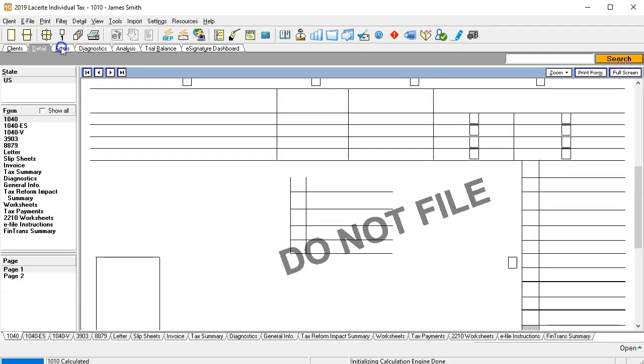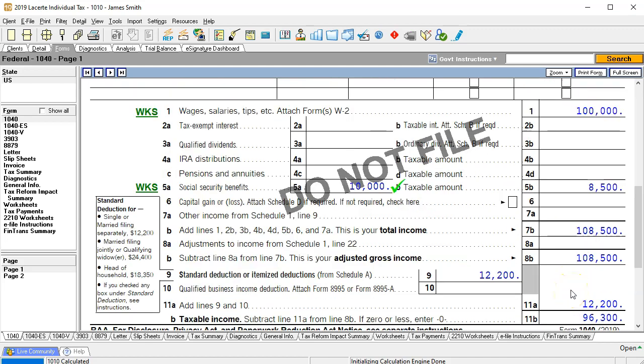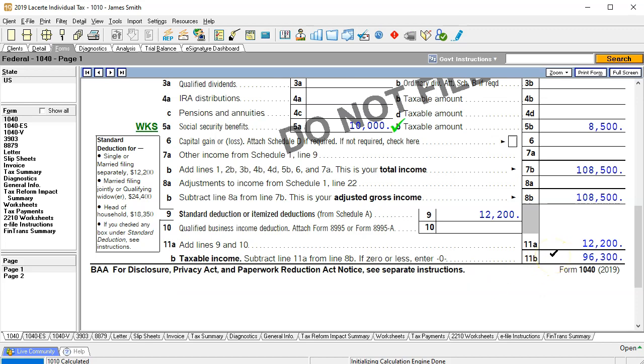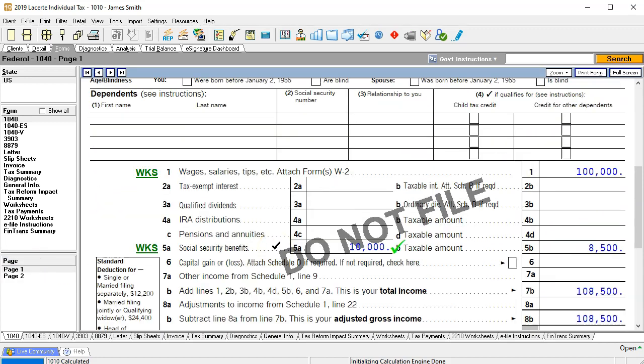Back to the forms. There's the 10,000 that has been applied. Social Security, we're well above the threshold, therefore 85% of it, or 8,500, is included in the wages. We have the 100,000 W-2 wages and the 8,500 Social Security to give us that 108,500. Standard deduction 12,200. Taxable income 96,300. That then is what we would apply the tax on page 2, the tax being that 17,293.